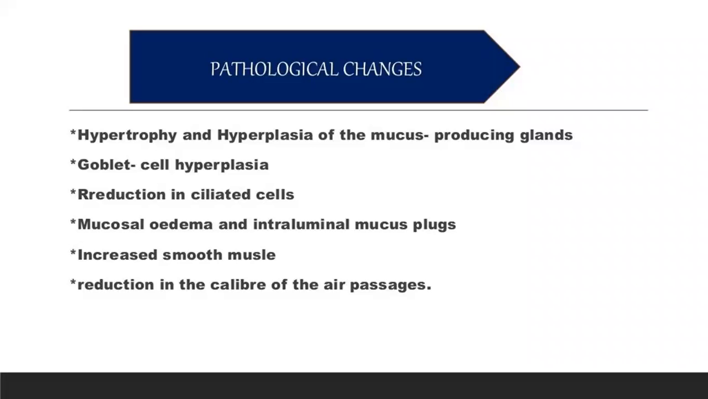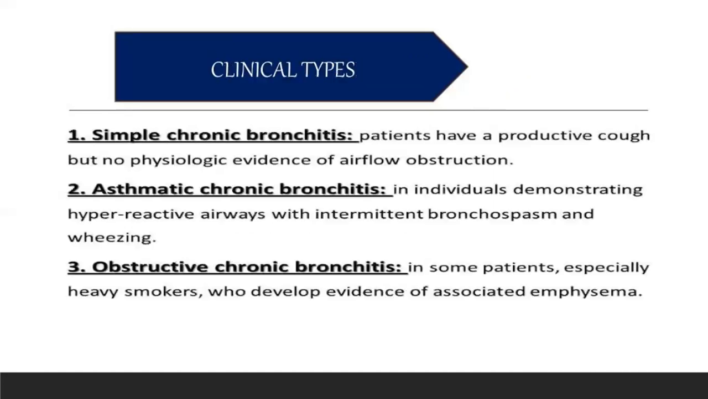Pathological changes. Hypertrophy and hyperplasia of the mucus producing glands, goblet cell hyperplasia, reduction in ciliated cells, mucosal edema and intraluminal mucus plug, increased smooth muscle, reduction in the caliber of the air passages. Here is the clinical type.